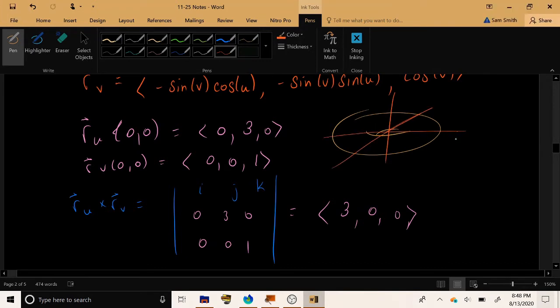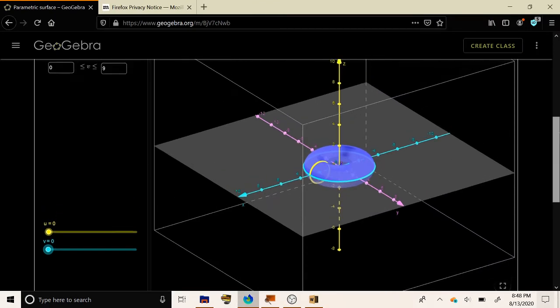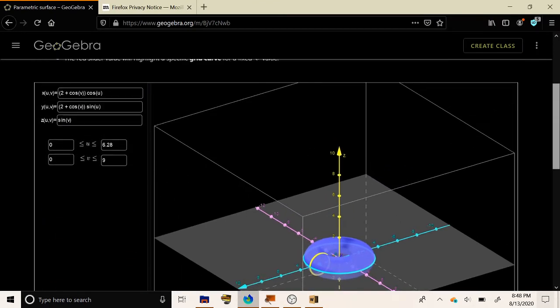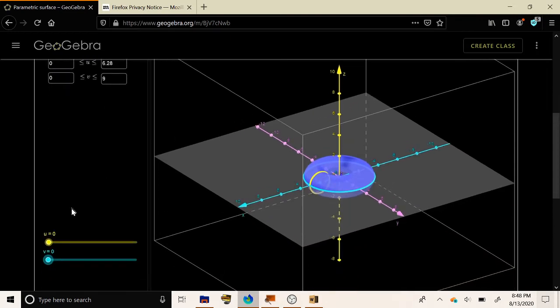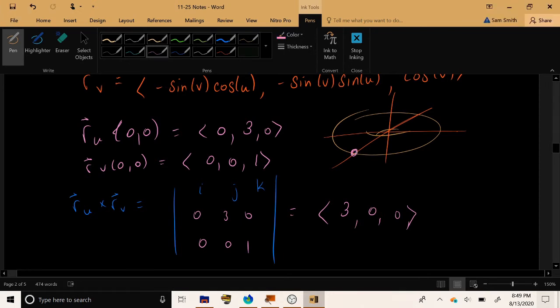And let's compare this with the graph of the torus, which we got from GeoGebra. Now I've gone ahead already and typed in the equation of the torus here in the upper left. And I've gone here in the bottom left and I've set u and v equal to 0, so that I can see the point on the torus that corresponds to uv equals 0. And it's here on the positive x-axis in cyan, here on the outermost part of the torus. So let me just recreate that. It's located about here on the torus.